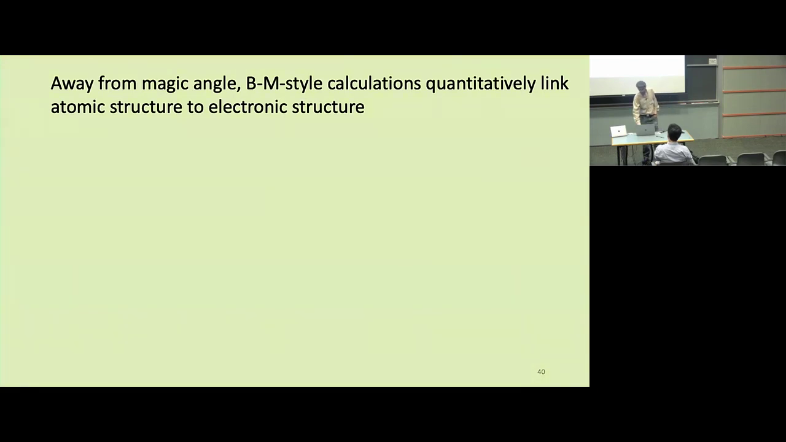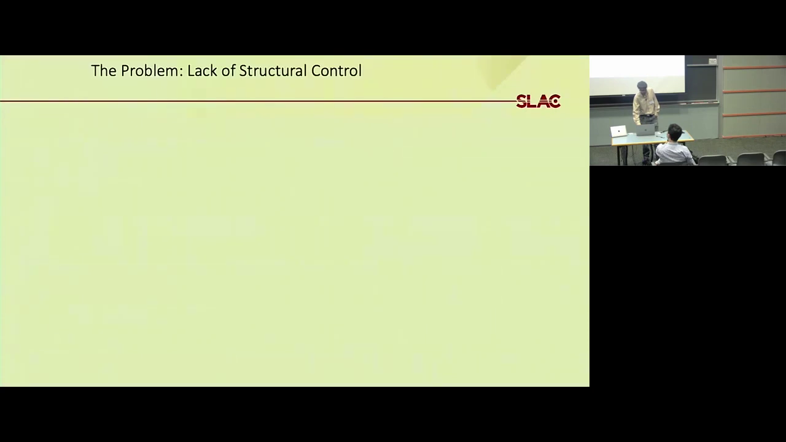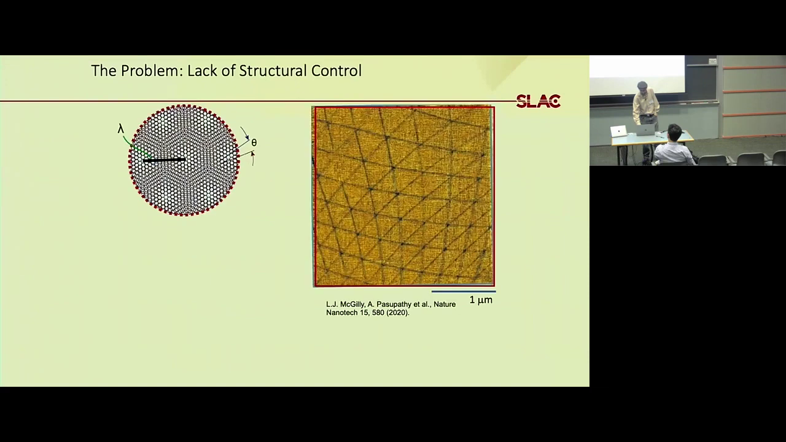But 0.2% strain is not a lot, and it shows up routinely in STM measurements. So you can get big effects from small tweaks, and you can understand them very well from calculations. But here, we didn't directly put on that strain intentionally. So the problem is that there's lack of structural control, both in terms of values and in terms of uniformity.